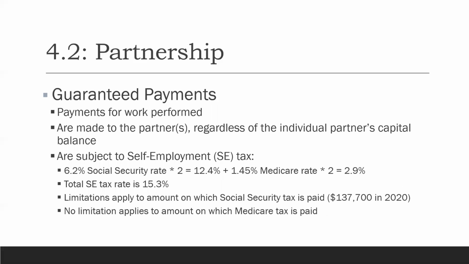Now we'll talk about guaranteed payments. Those are payments for work performed, made to the partners regardless of their individual capital balance. So the partner can have a capital balance of 0 and still get a guaranteed payment, and they don't have any taxable events in regards to partnership capital balance. There is a taxable event to receiving a guaranteed payment. So guaranteed payments are not only subject to income tax, but also to self-employment tax.